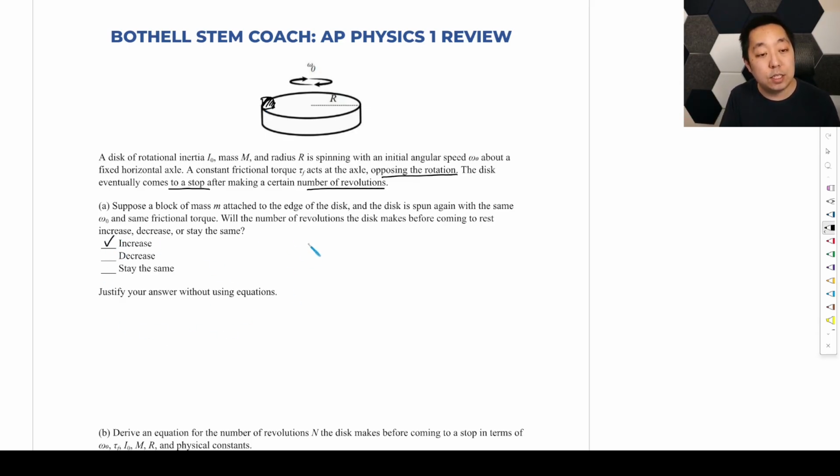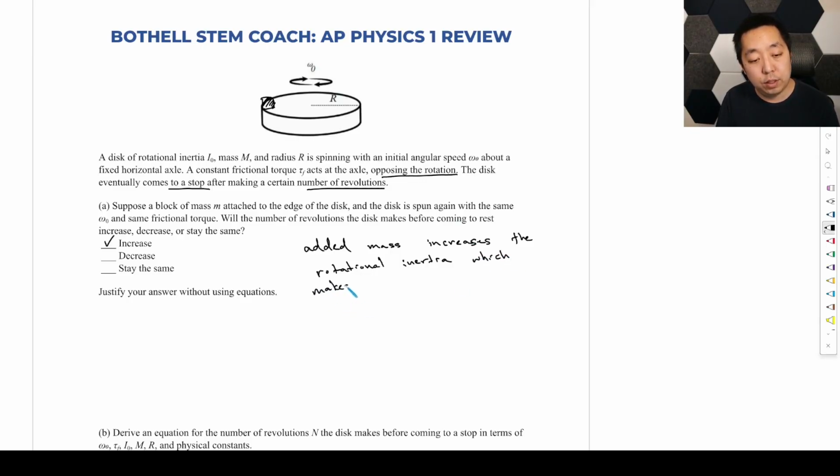And the reasoning is that the added mass increases the rotational inertia, which makes it harder to slow down. So it will spin more times around.